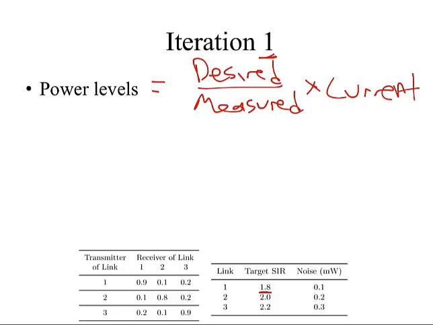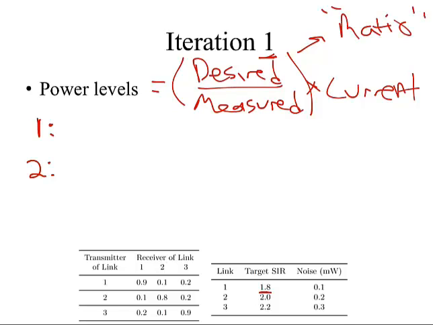And so we can go down for each of those transmitters and first calculate this term, this desired over measured, which we called the ratio before. And we can use that then to calculate the new power levels. So for the first link, as we see down here, we have a target SIR of 1.8, and so that's our desired. And our measured SIR is about 2.27, and so this comes out to be about 0.7. And so that's saying that we were 70%.